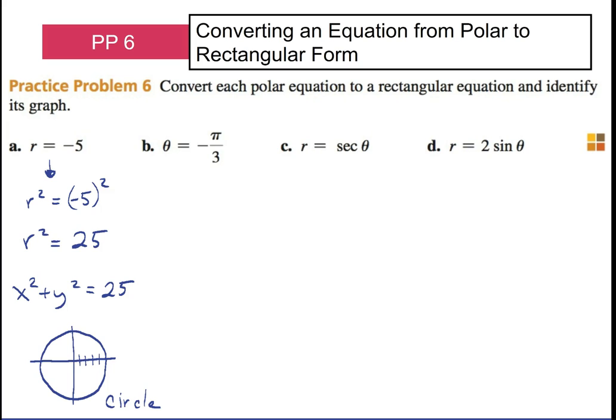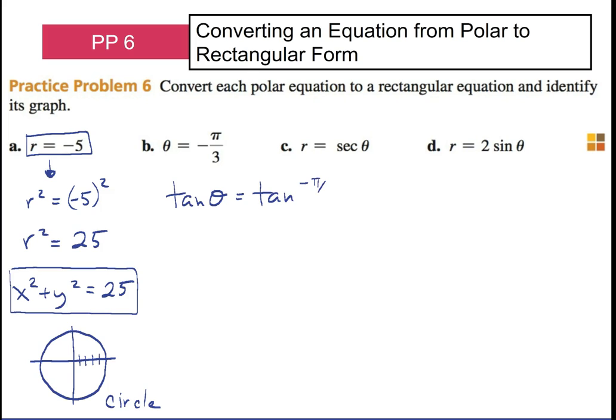All right, for B, I see theta. I don't see any r value whatsoever. It's almost like the r value is missing completely. How do we figure this out? What we do is we put tangent on both sides. So now it becomes tangent theta and tangent of -π/3. That's how we convert it.